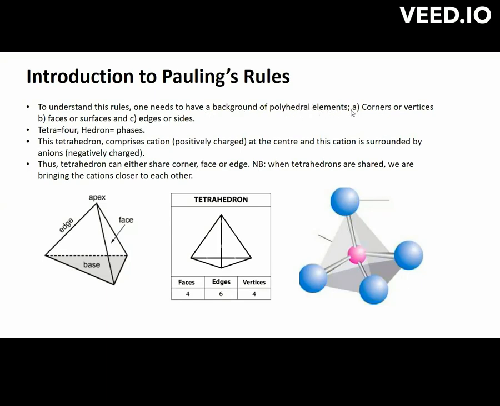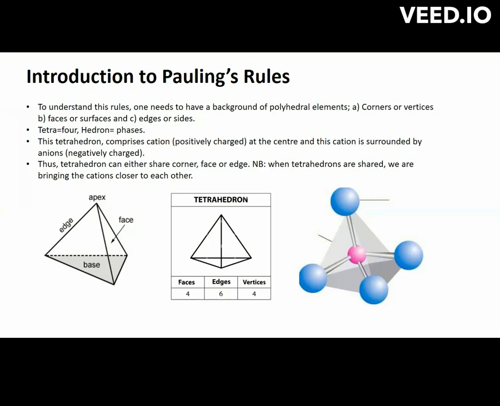polyhedral elements. So when we talk about the polyhedral elements, we're going to be talking about the edges, the apex, and the faces. If we look at this tetrahedron, remember, like I said, tetra means 4, hedron means faces. It means it has got 4 faces. Let's try to count them. It's 1, it's 2, the one at the back is 3, and the one at the base is 4, which is why we say it's a tetrahedron, because it has 4 faces. So for you to understand Pauling's rules, you need to understand these elements.